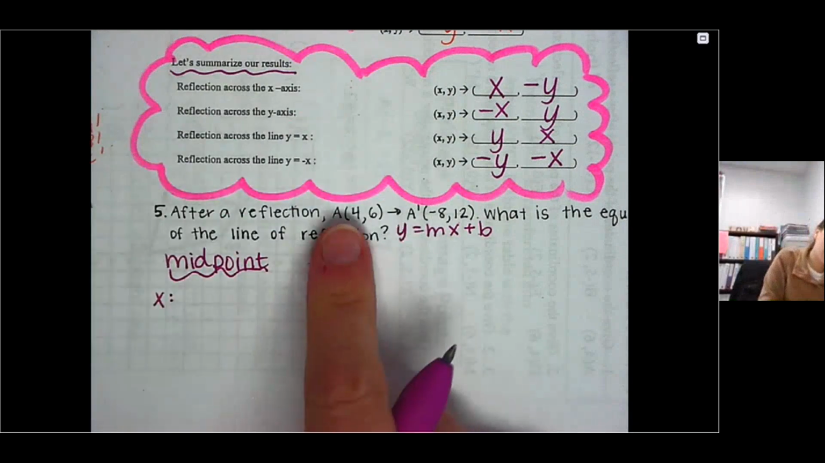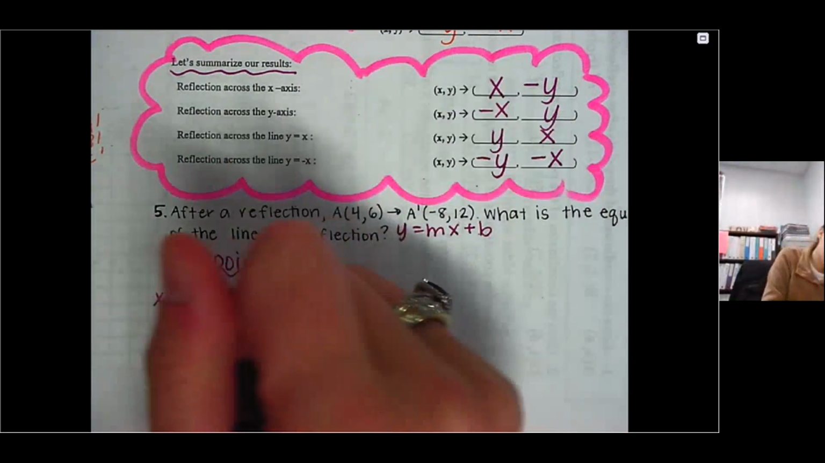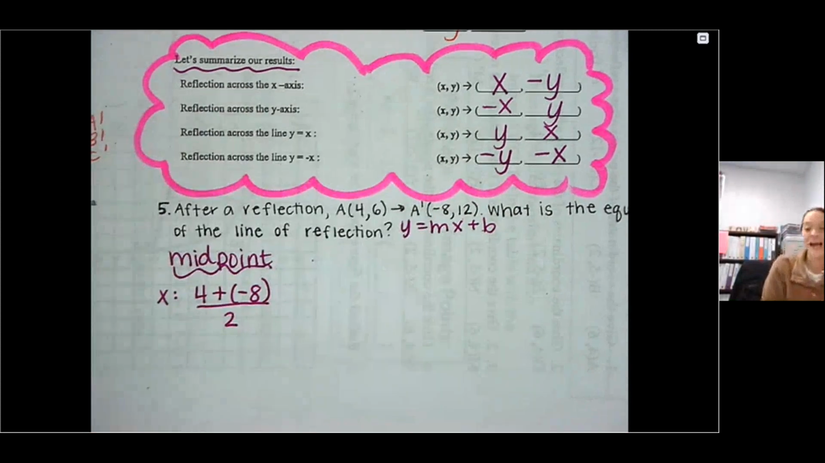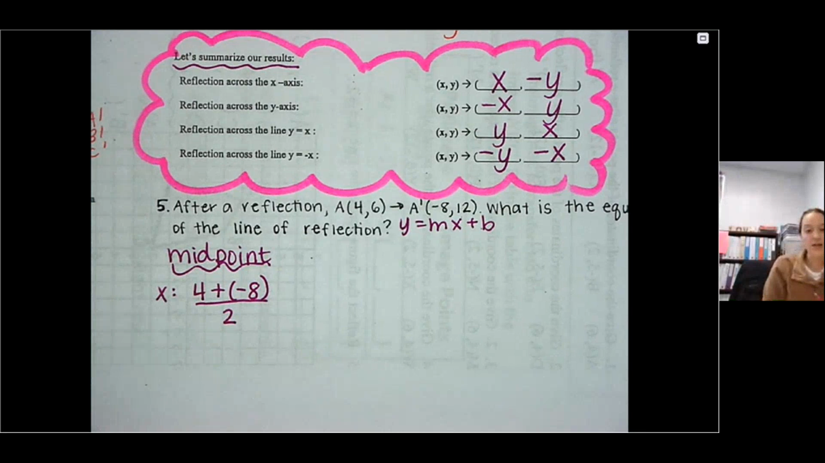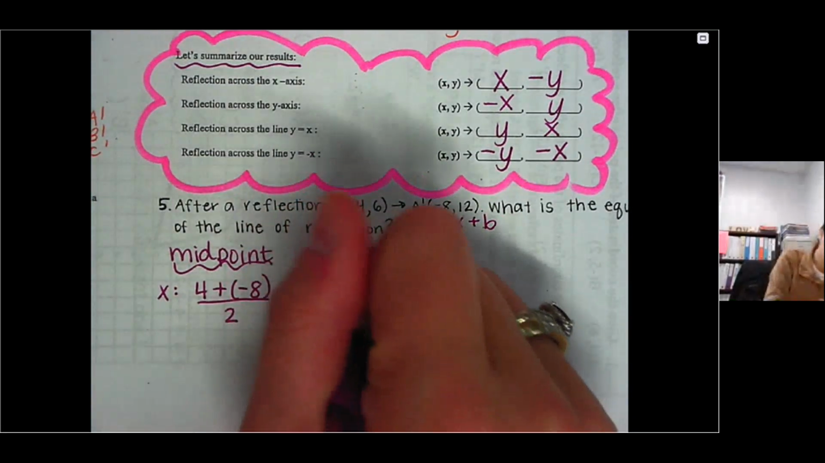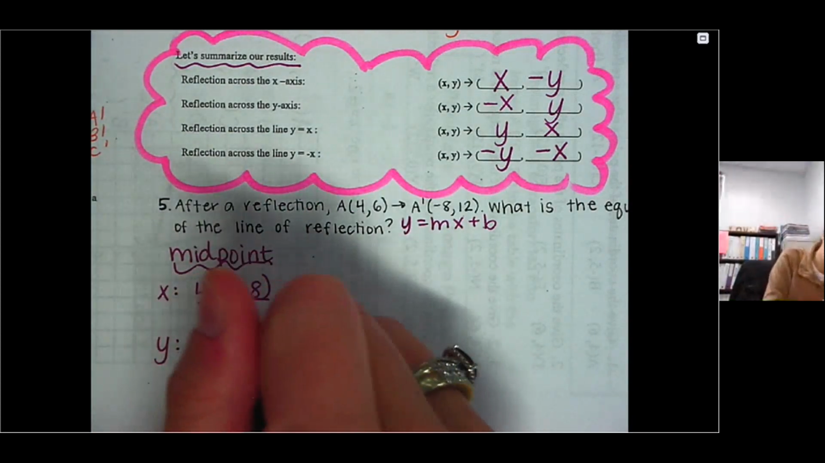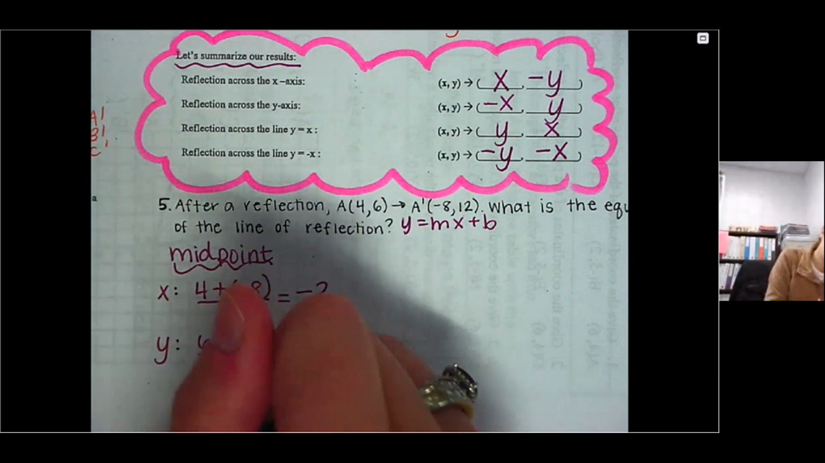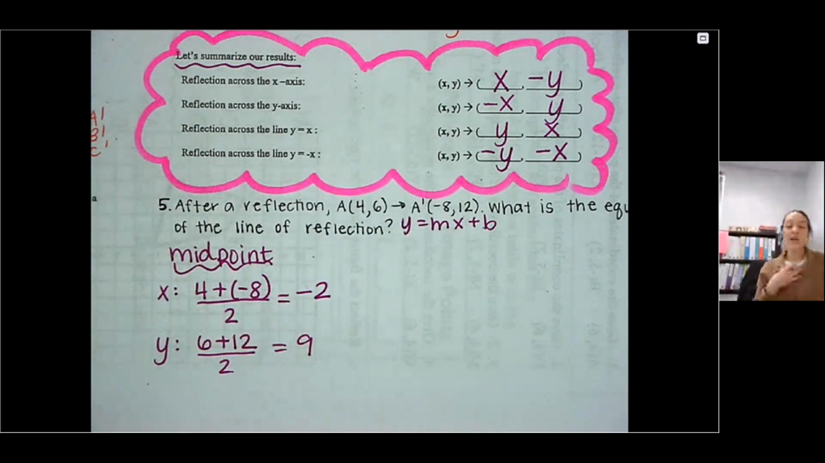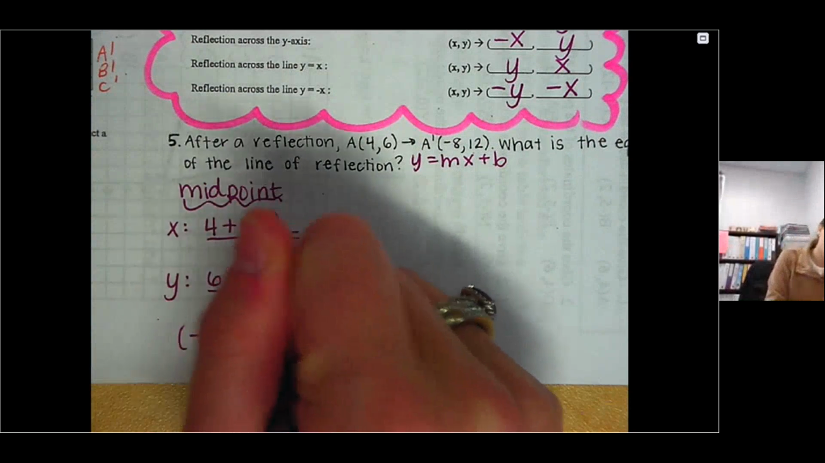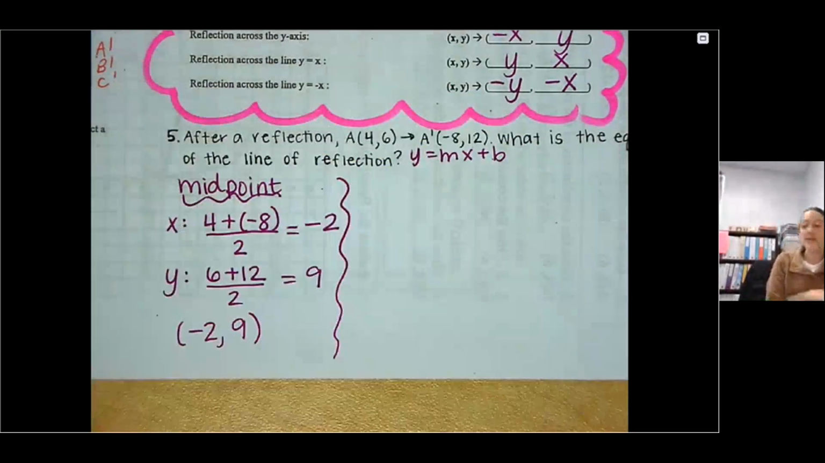So if I look at my x values, I have 4 and -8. So I'm going to add them together and then divide by 2, right? The average. So -8 plus 4 is -4, divided by 2 is -2. And then for my y's, same thing, 6 plus 12 is 18 divided by 2 gives me 9. So I know when I write the equation of my line, I want it to go through the midpoint, which is the point (-2, 9).